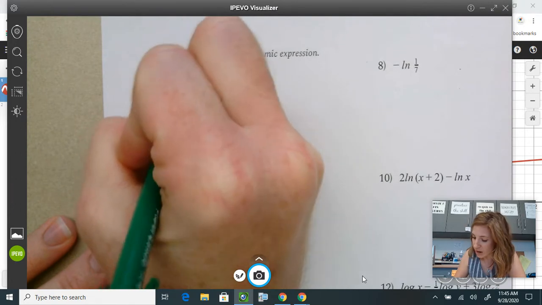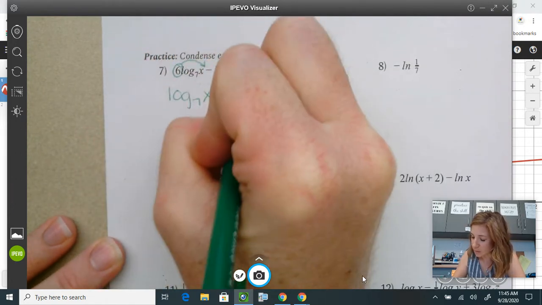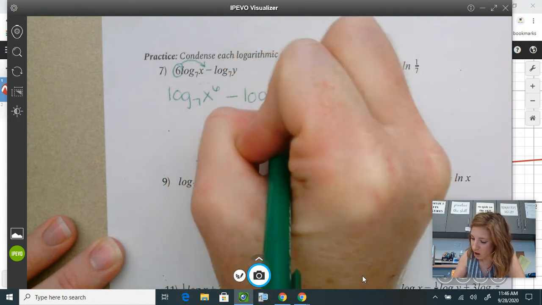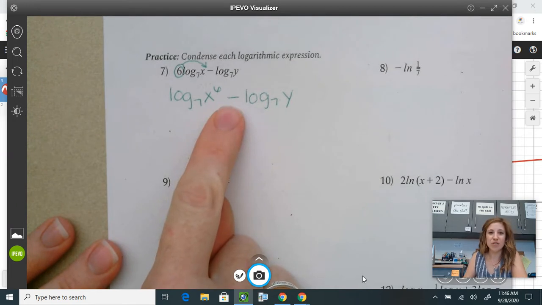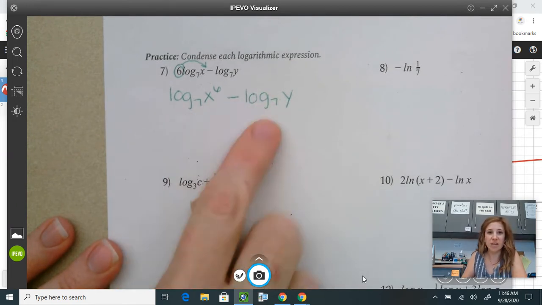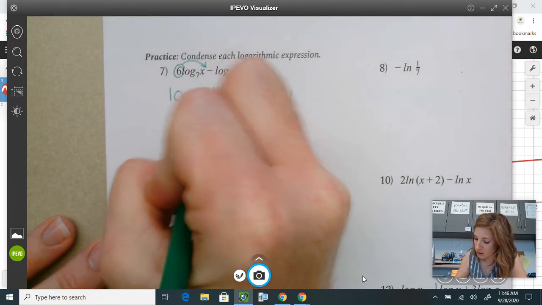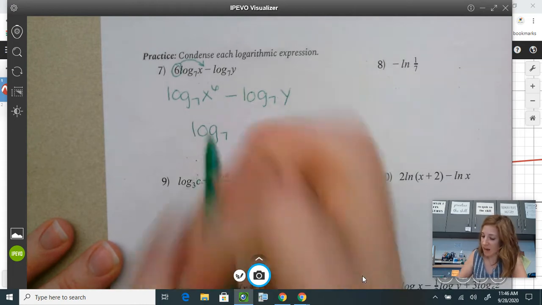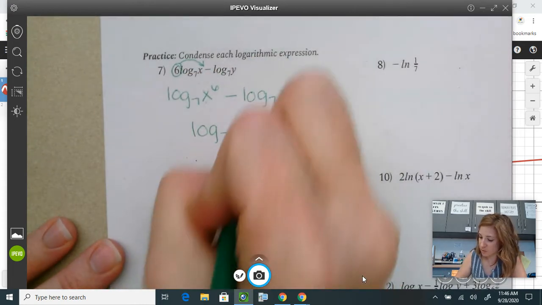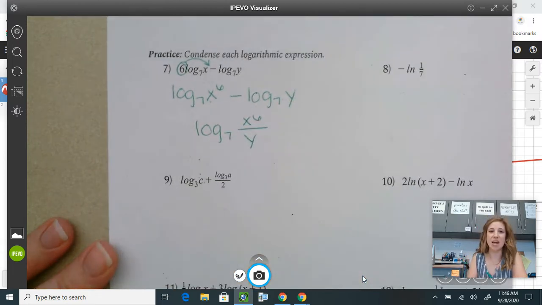So I'm going to rewrite, and I have log base 7 of x to the 6th now, minus log base 7 of y. Okay. I now see that I have subtraction of 2 logs of the same base, and we know subtraction condenses to a single log in which we are dividing. Now, which order do we divide? The first term in the subtraction becomes the numerator. The second term becomes the denominator.